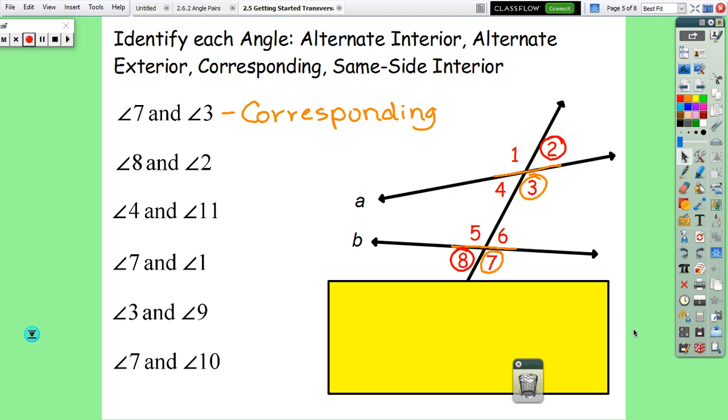There we go. All right. So we have 8 and we have 2. These 2 are on the outside of these lines and they're on opposite sides of the transversal. So that means that they would be alternate exterior angles. And I'm just going to abbreviate alt-ext angles.